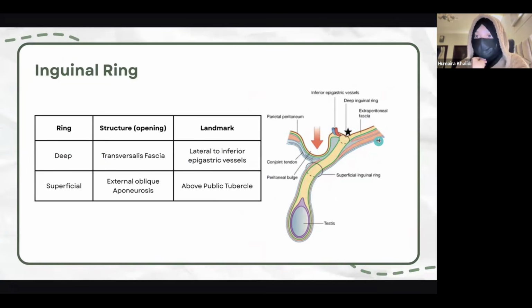And what is the landmark to remember this? It's lateral to the inferior epigastric vessels. For the superficial inguinal ring, it's going to open in the external oblique aponeurosis. And the landmark would be above the pubic tubercle.